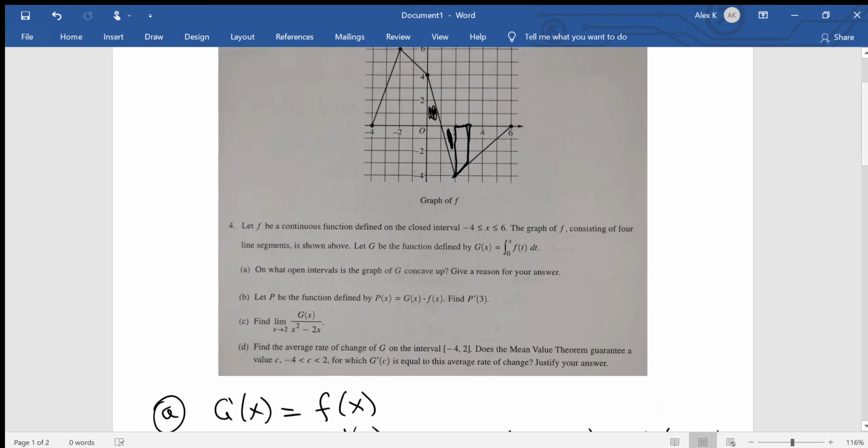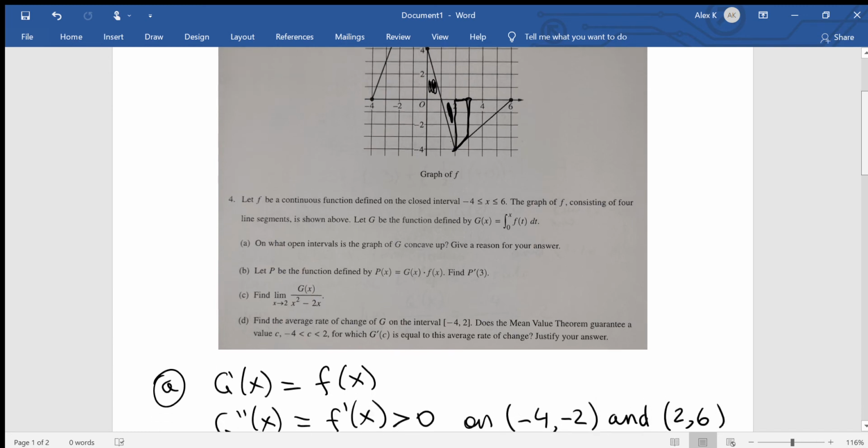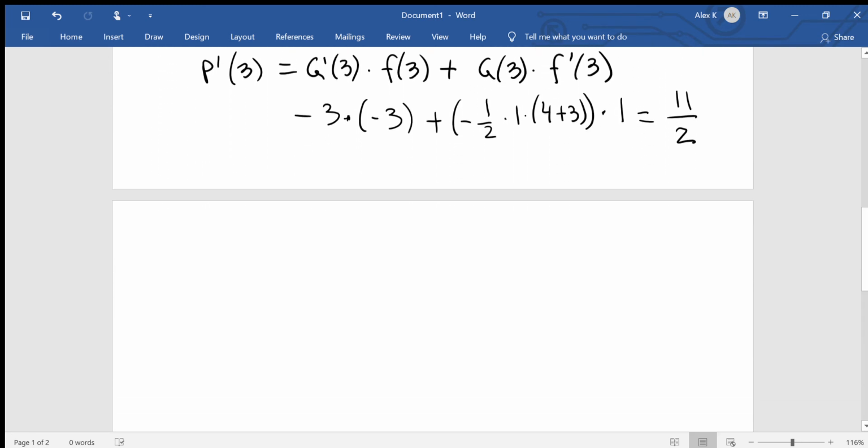Next question, C. Find the limit of g of x over x squared minus 2x as x approaches 2. So what's going to happen here, let's take a look at this first. Obviously the denominator is going to be 0 when you substitute 2. What happens in the numerator? g of 2 is going to be the integral from 0 to 2 of f of t dt, which is also going to be 0. So both values are going to end up being 0, which means it's probably a candidate for L'Hopital's rule.